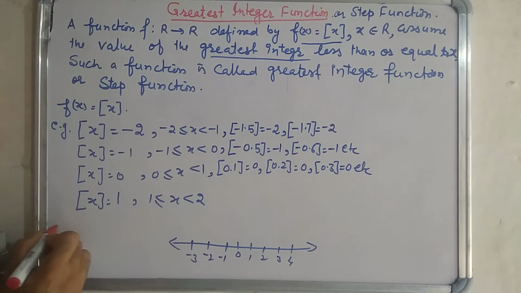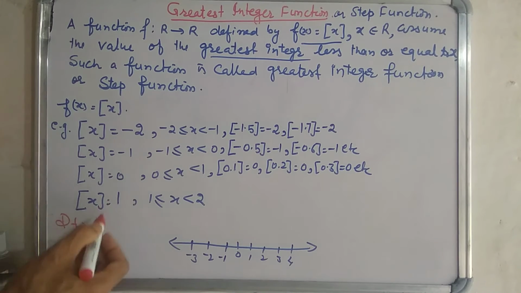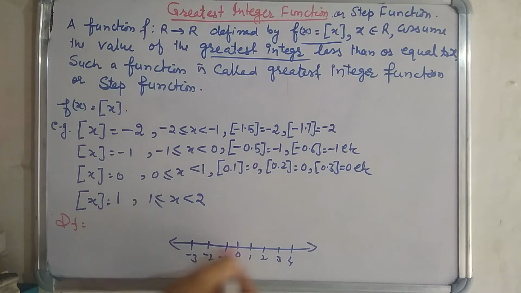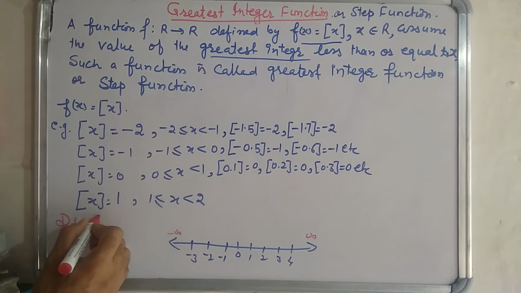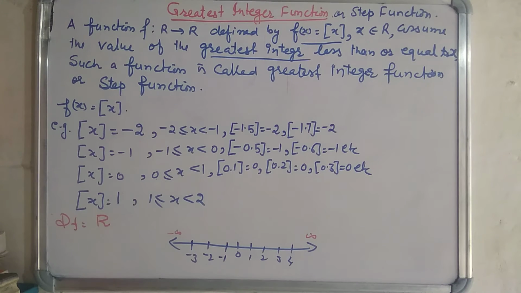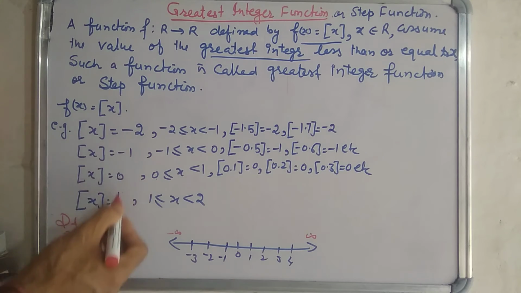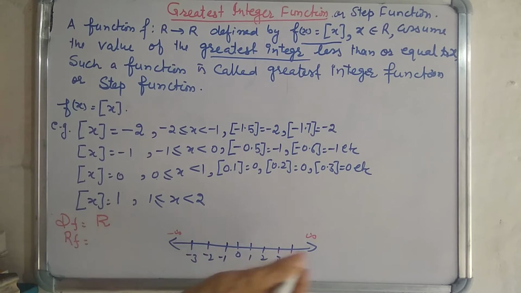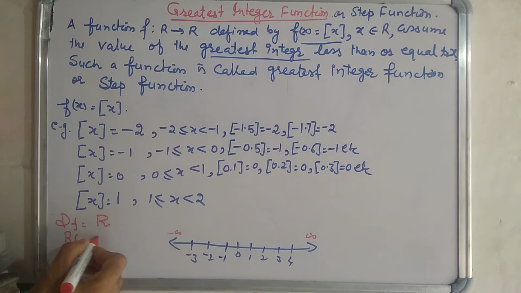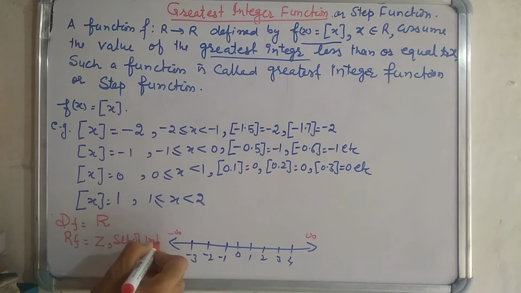So if we see the domain of the function, we put in all the values, from minus infinity to infinity. It means the domain of the function is the set of real numbers, and the range is very clear. The values are integers: 0, plus minus 1, plus minus 2, plus minus 3, and so on, all the integers. So the range of the function is Z, the set of integers.